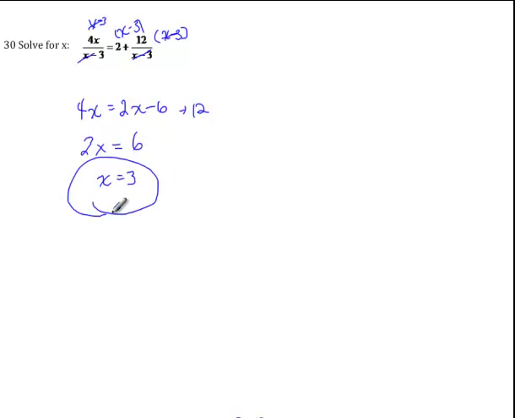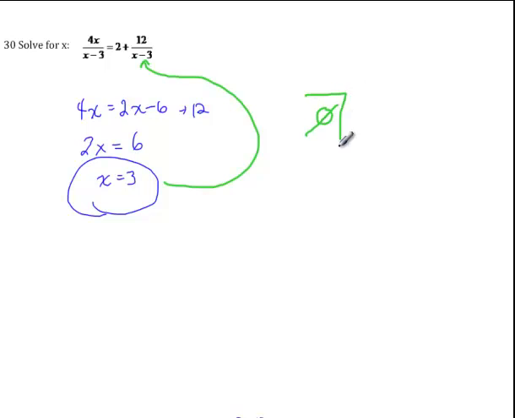Now most kids would circle that and go, woohoo, that's my answer. But if we check, as we're supposed to do, all our answers, we notice that if we put 3 back into that denominator, we will get 0 in the denominator. So this problem, the answer is the null set. There were no answers to this problem. This is rejected.